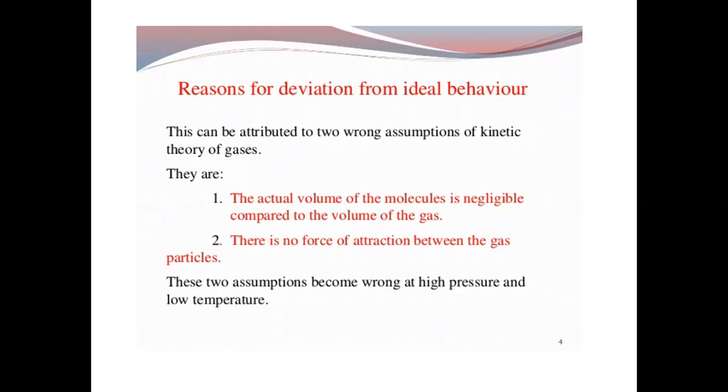And this is because of two reasons that ideal behavior shows deviation. Which two assumptions of kinetic theory were wrong, which I told you in my previous slide? The first: the actual volume of the molecules is negligible as compared to the total volume of the gas. And second: there is no force of attraction between the gas particles. These two assumptions of the kinetic theory of gases were wrong. Because of this only, the ideal gas deviates from its path and becomes a real gas.